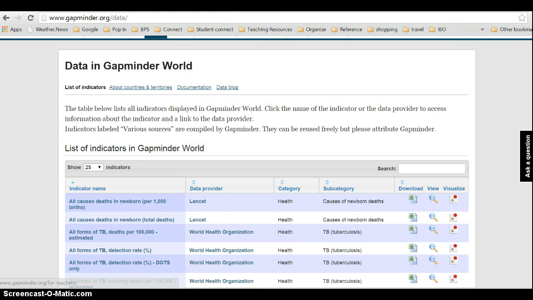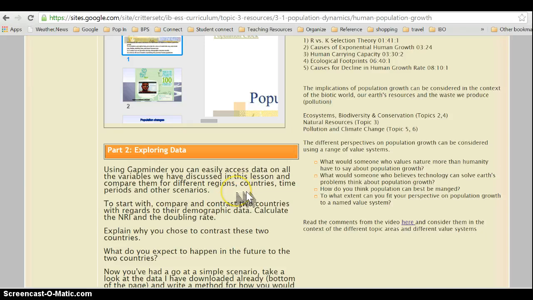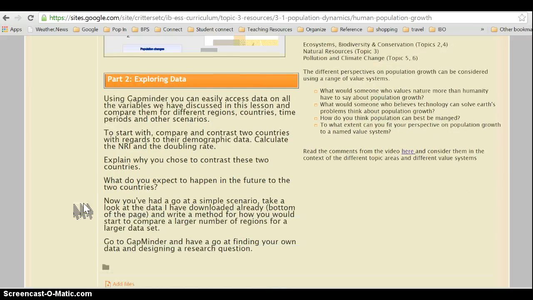Your instructions for today are to, now you know how you can access data, I want you to pick 2 countries and compare their demographic data, and using the Excel file that I've already downloaded for you, calculate the NRI and the doubling rate for those 2 countries. So the countries should be contrasting in some way that's interesting to you. And you should explain why you chose to contrast those two countries.